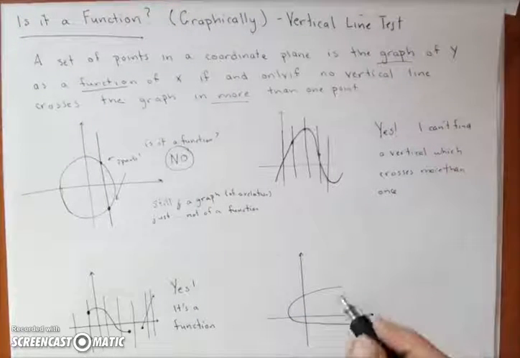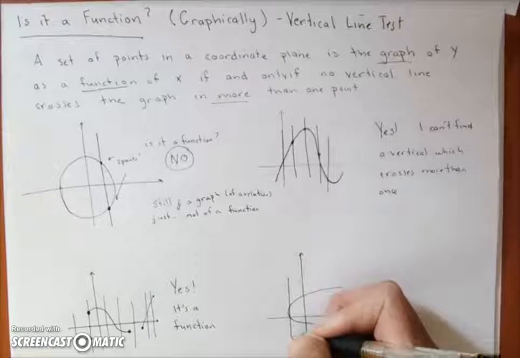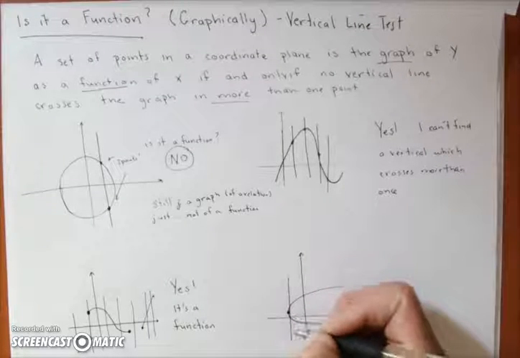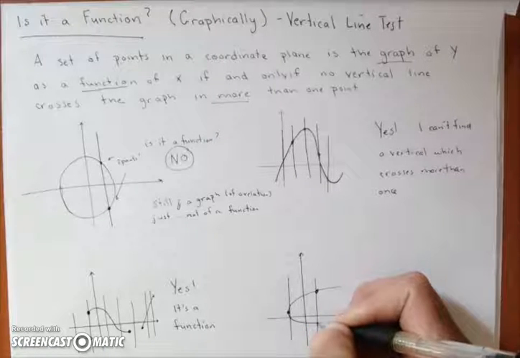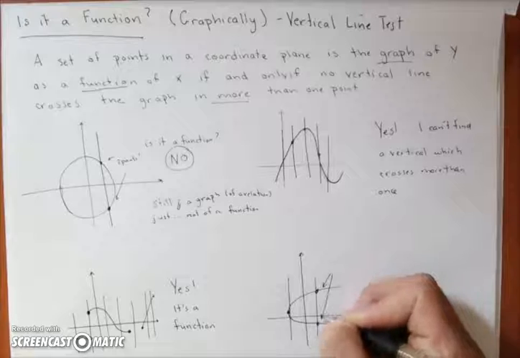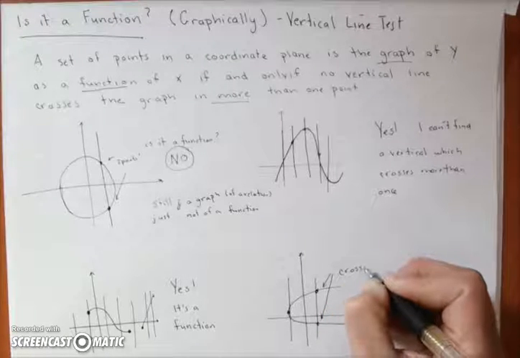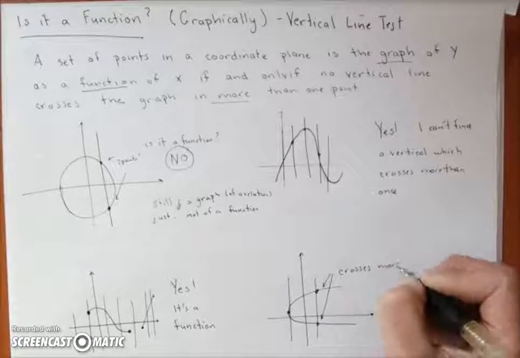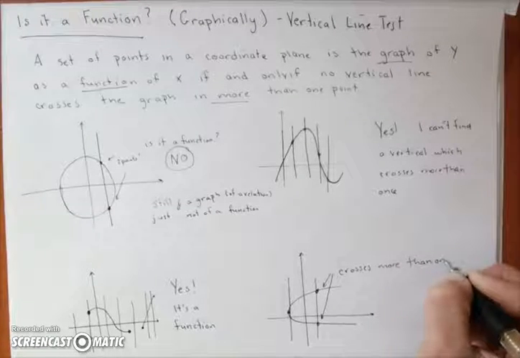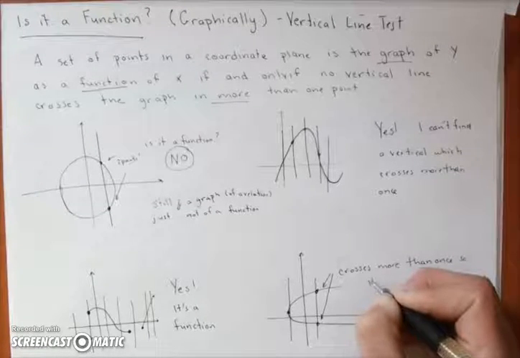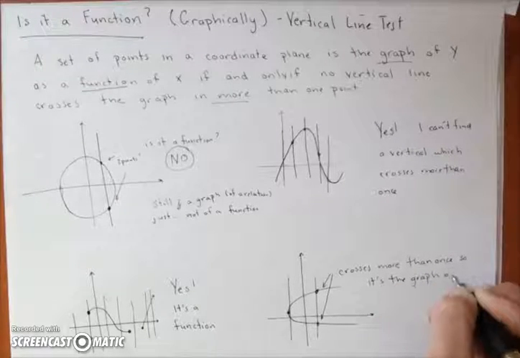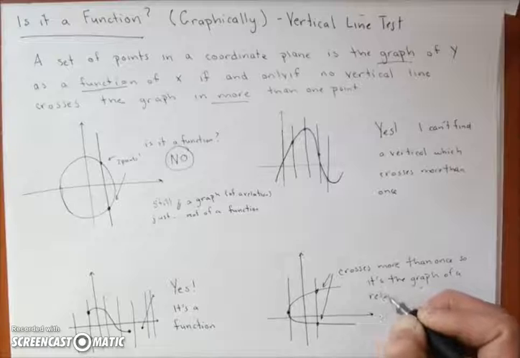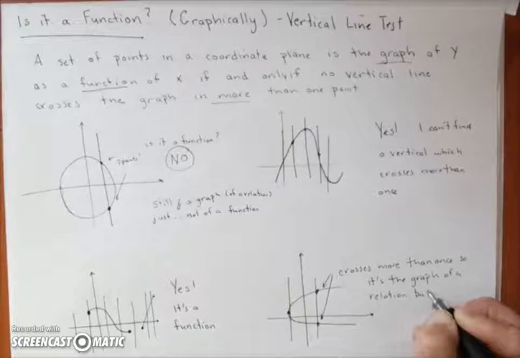And in this final example, it's sort of a sideways parabola. If I drew the line here, it might only cross once. But anywhere else I draw it, it crosses twice. So since it crosses more than once, it's the graph of a relation, but not a function.